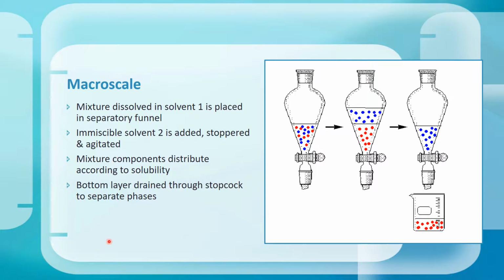So with macroscale techniques, the mixture is usually dissolved in solvent 1 and then placed in a separatory funnel. Then you have an immiscible solvent 2 that's added, and then you stopper it with one of those Teflon plugs, or it could be a glass one, depending on the type of glassware you're using. And then you agitate it.